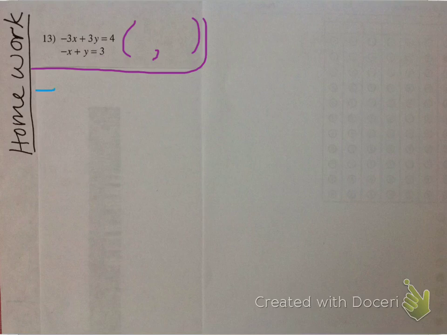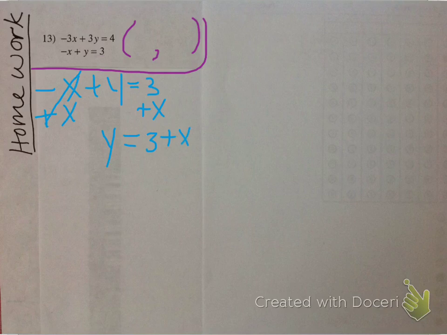Okay, so I'm going to copy it, x plus y equals 3. And I'm just going to solve for y because it's positive. Plus x on both sides, and then x plus x is just 0. So then on this side I just have y left, and then I have 3 plus x. Okay, now that I have my y equals, I'm going to go ahead and circle it so it doesn't get lost in the rest of my work.